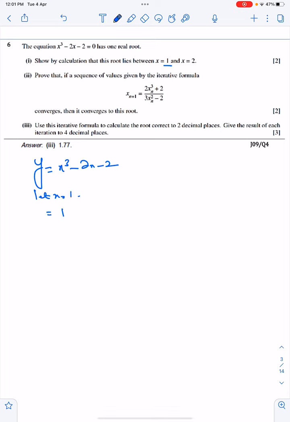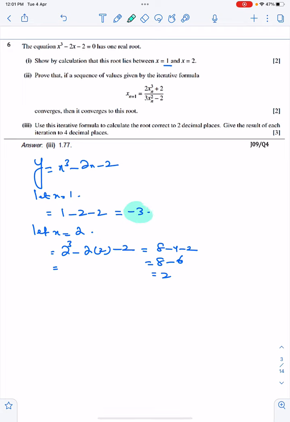So if I solve it, I'll get y = 1 - 2 - 2, which is giving me a -3. Now I'm going to plug in x = 2, the other number which they have given you. So 2 cubed minus 2 into 2 minus 2, which is giving me 8 - 4 - 2, which is 8 - 6, which is a 2. Now in this case I was getting a negative answer, in this case I am getting a positive answer.